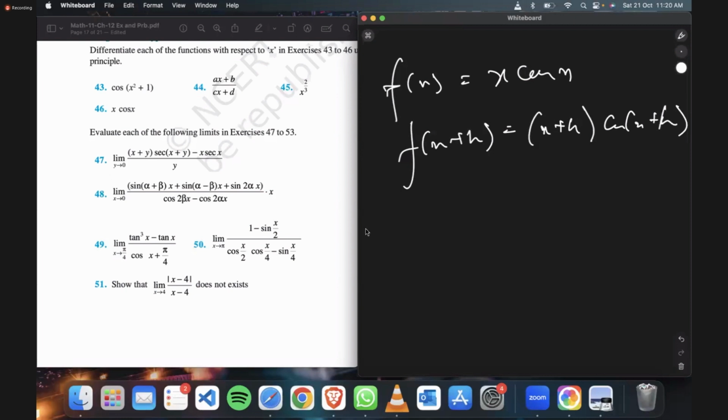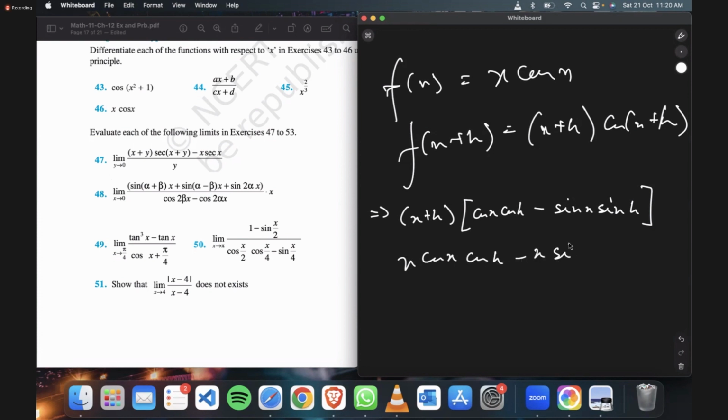I have to open this part. So I can write this as (x+h) times (cos x cos h minus sin x sin h). Okay, x cos h minus x sin h plus h cos(x+h). All right.